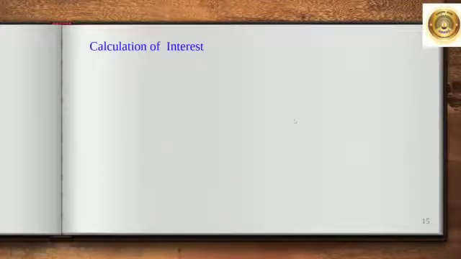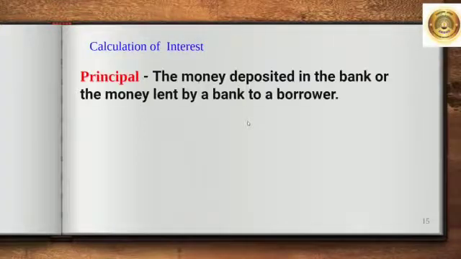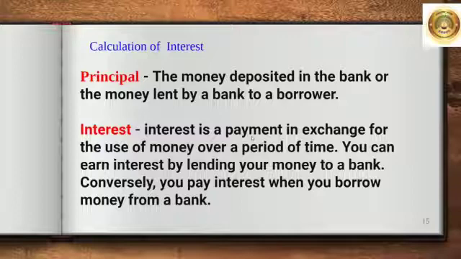Now let's see the calculation of interest. There are a few terms related to the calculation of interest. The first one is principal. Now this is the money deposited in the bank or the money lent by the bank to a borrower. Okay, so when you borrow 1000 rupees, that 1000 rupees is what is called the principal. Interest. Interest is a payment in exchange for the use of money over a period of time.